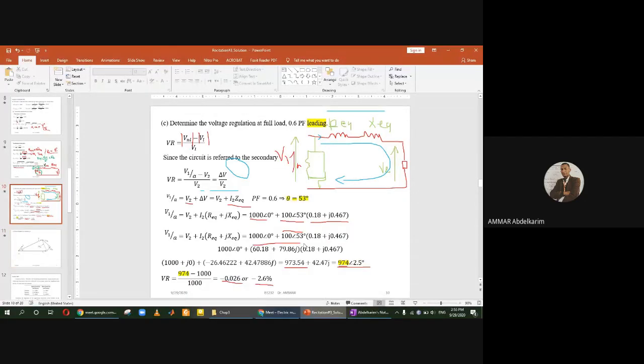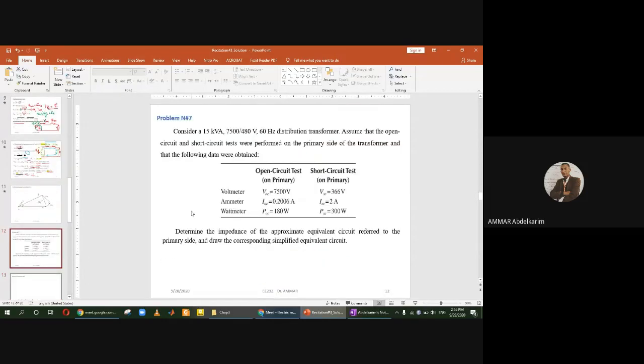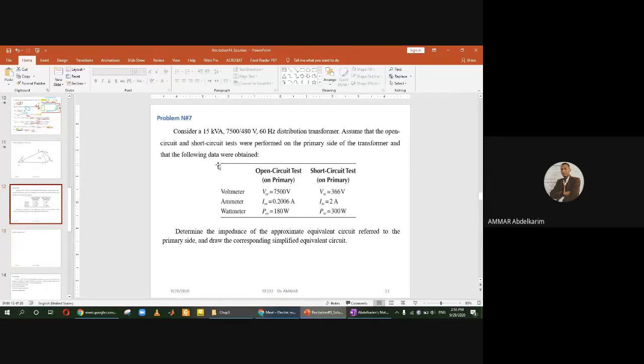I ask you to repeat this problem. It includes most of the things we have seen in the transformer. Repeat it again and try to understand it slowly. Let's move quickly, we don't have so much time because I have to leave at 3:30 p.m. So let's try to solve this one quickly. Problem number 7.